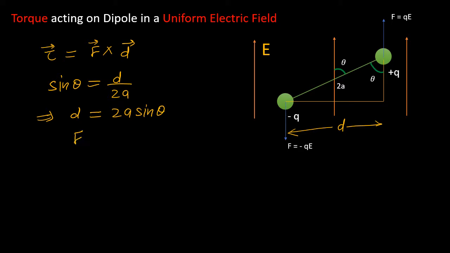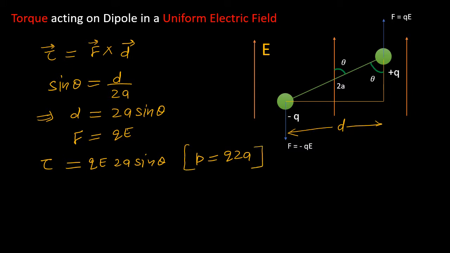Now force F is equals to QE. So we can find the torque. The magnitude of torque is given by force, which is QE, into perpendicular distance, which is 2a sine theta. We also know that dipole moment is equals to Q2a. So this equation becomes P E sine theta.